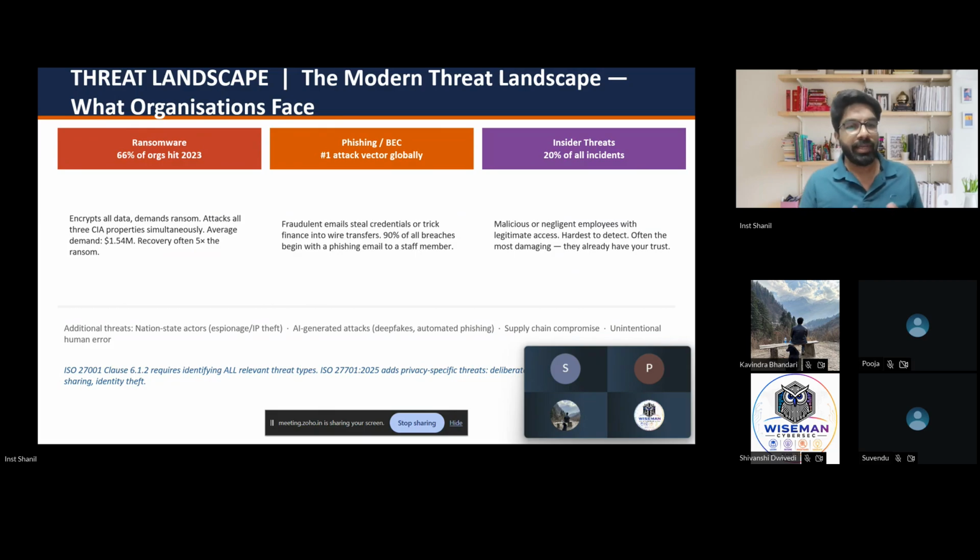So if my data is breached, if someone is asking me 1 crore, what is the actual cost that I would incur on recovery of the same data? It is 5 crore rupees. So any organization would think of releasing 1 crore as ransom and getting the data back. Still, they are saving 4 crore rupees. So that's how ransomware is working. The next one is phishing.